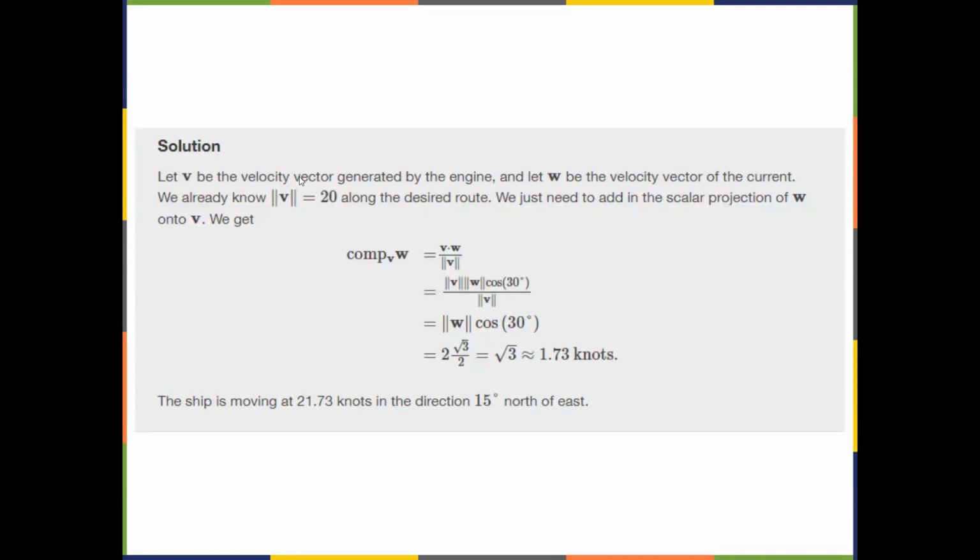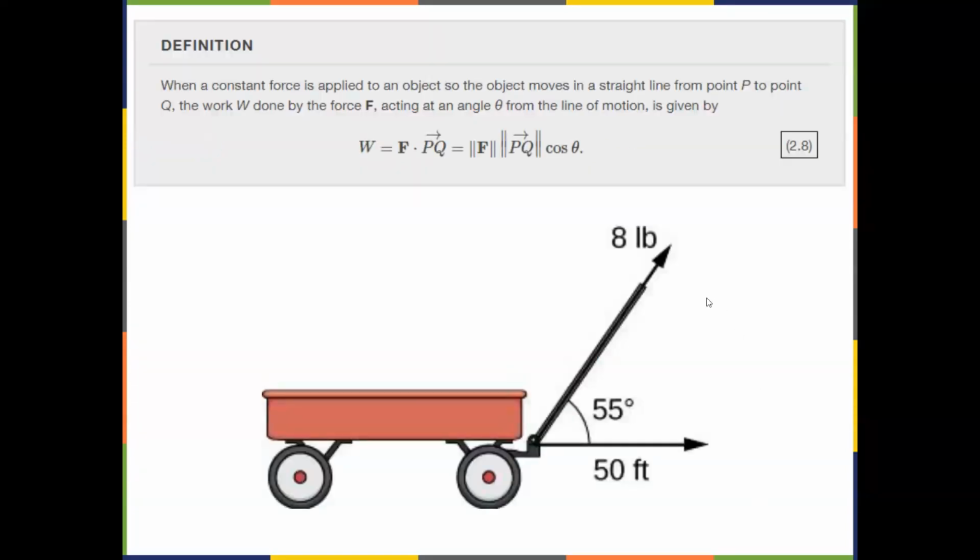So you work your projection out, and you end up finding that the ship is moving 21.73 knots in the direction 15 degrees north of east. Obviously, I did not sit here and do all of this stuff with you. These PowerPoints are very horrible. It will get better. Any questions on the majority of everything we just covered?